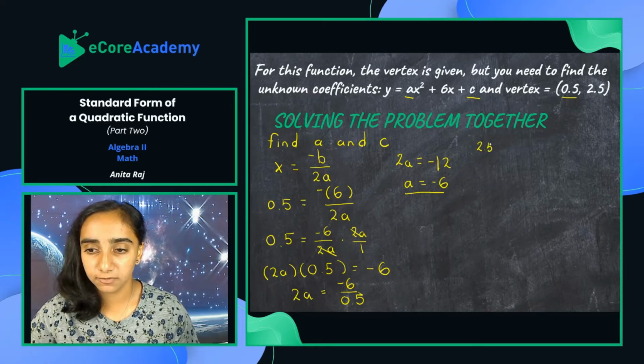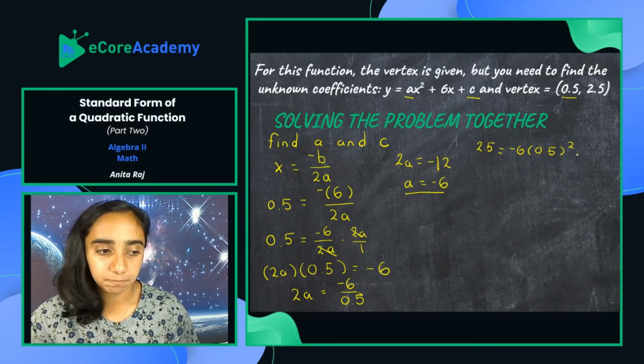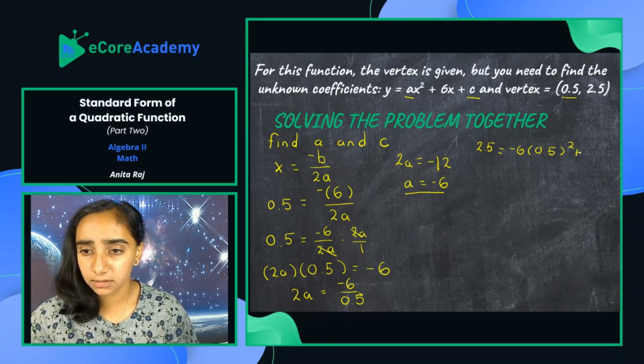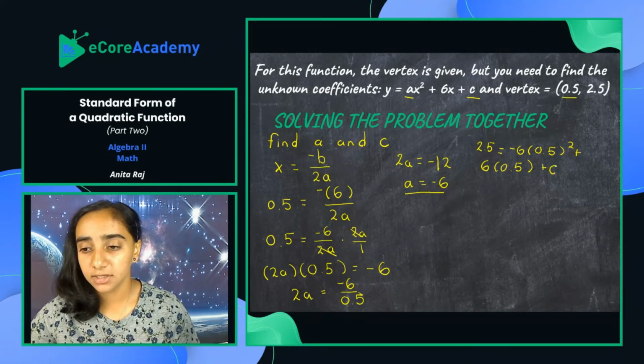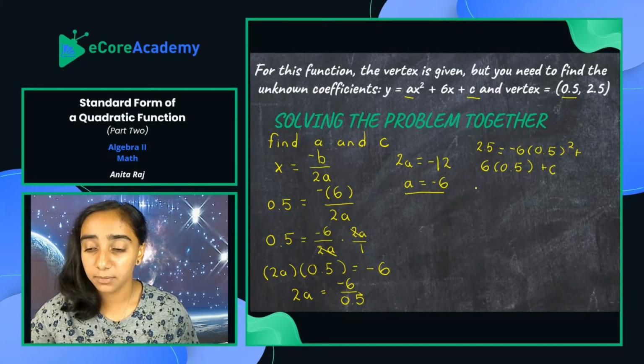So 2.5 equals negative 6, because negative 6 is our a value, times 0.5 squared, plus 6 times 0.5, plus c. We don't know what c is. C is our y-intercept, but we don't know the exact value. So let's just simplify this further.